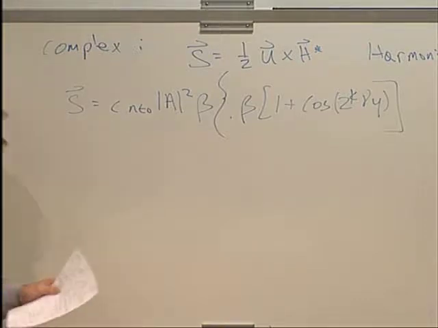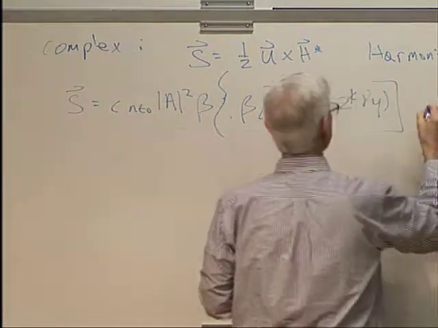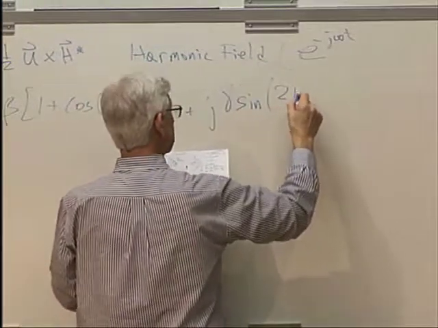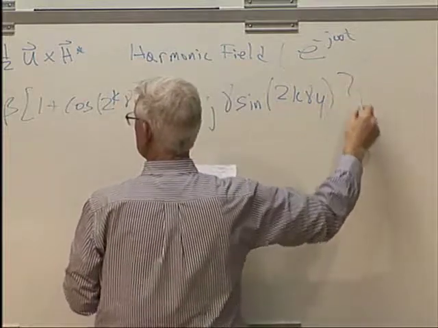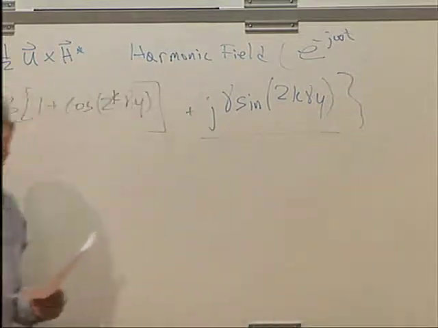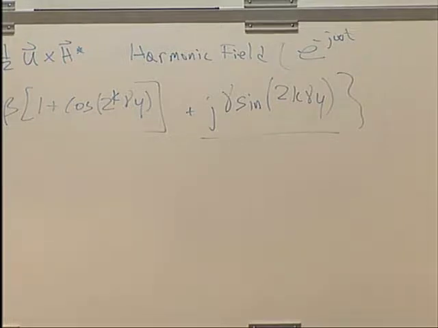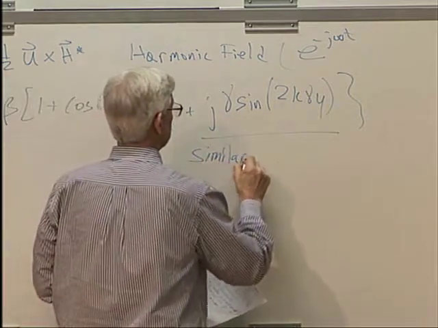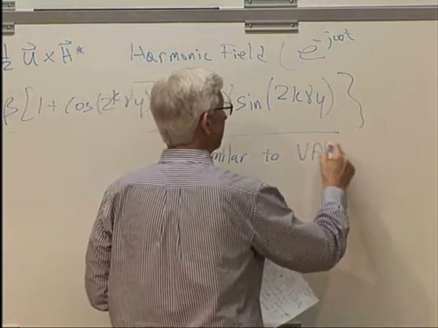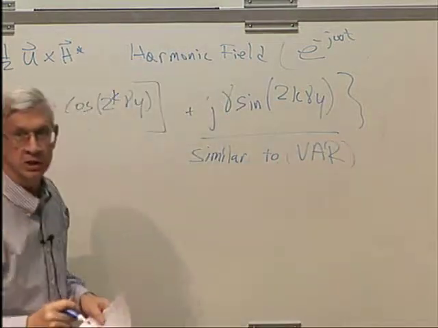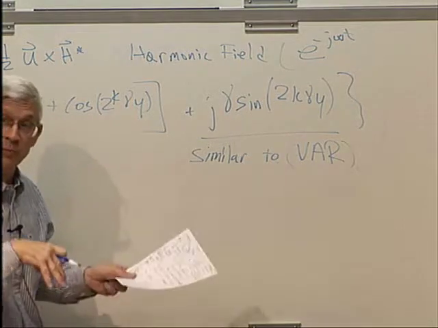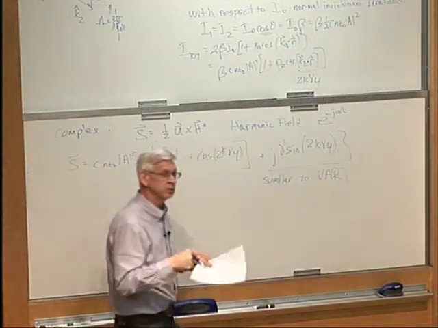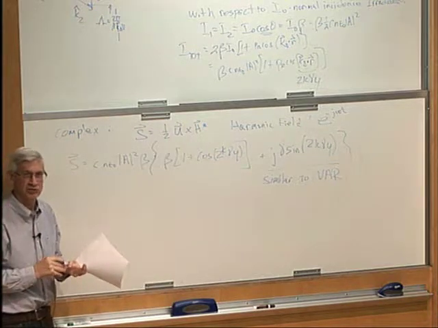But there's another component. It's plus j gamma sine of 2k gamma y, complex. Now, I can't say that I totally understand all this, but I think this is similar to the volt amp reactive. If you're an electrical engineer, you may know that's like energy stored in a capacitor. It's very important for power line problems, matching impedances or something like that. It may not be a real power flow. It's kind of like stored energy.